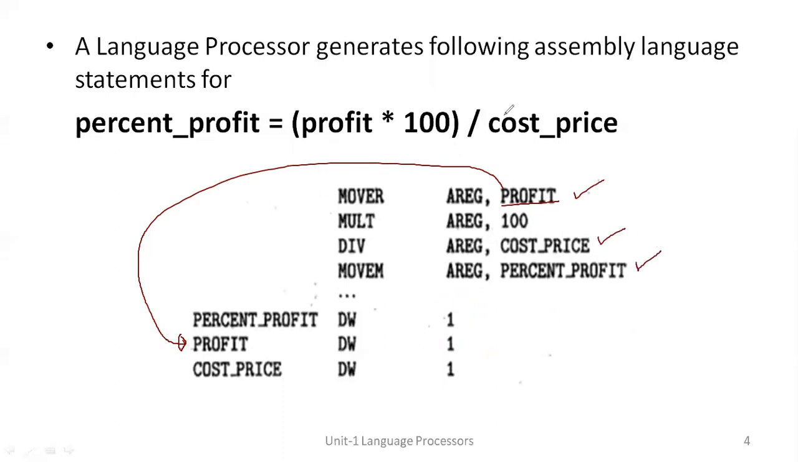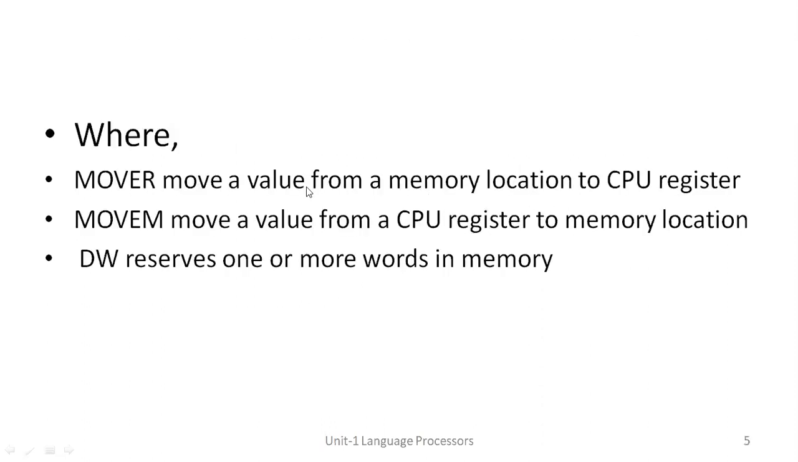So this is how the assembly language works. I hope you got this particular example clear. A language processor generates the following assembly language statements for percent_profit equal to profit into 100 divided by cost price. Let us go to the next slide.